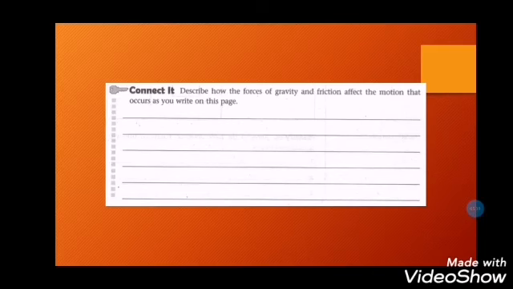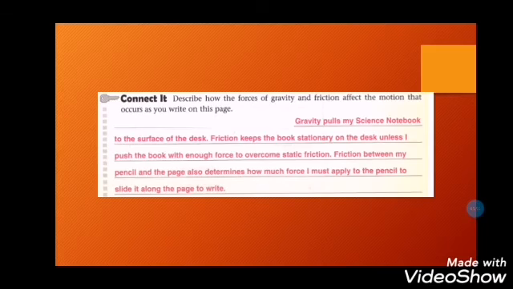Describe how the forces of gravity and friction affect the motion that occurs as you write on this page. So here you can have a free answer. One of the sample answers would be: gravity pulls my science notebook to the surface of the desk. Friction keeps the book stationary on the desk unless I push the book with enough force to overcome static friction. Friction between my pencil and the page also determines how much force I must apply to the pencil to slide it along the page to write.